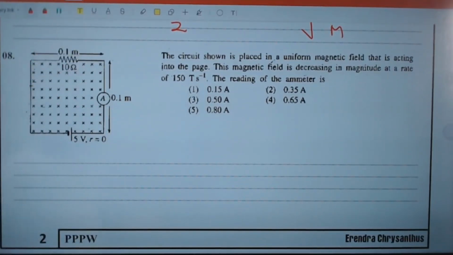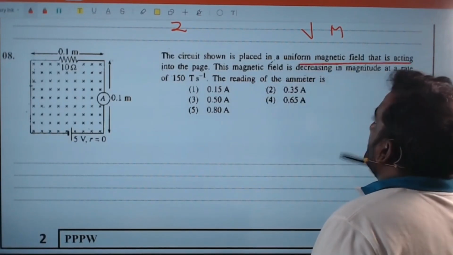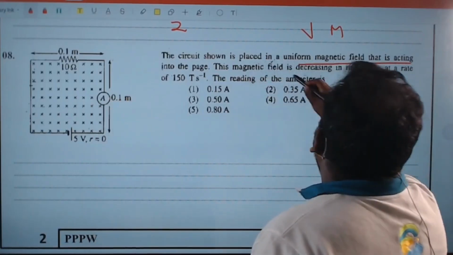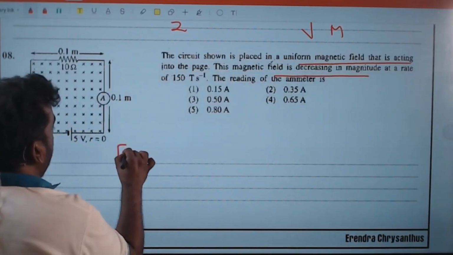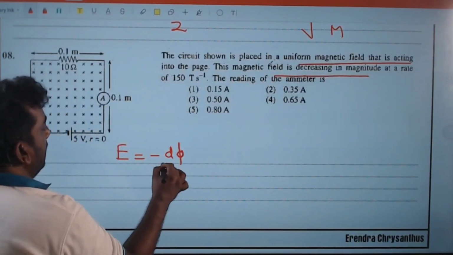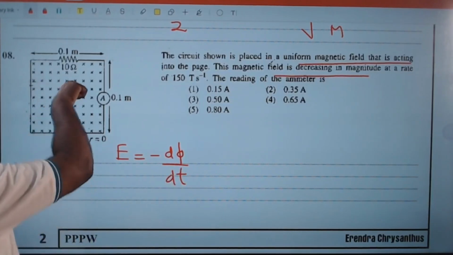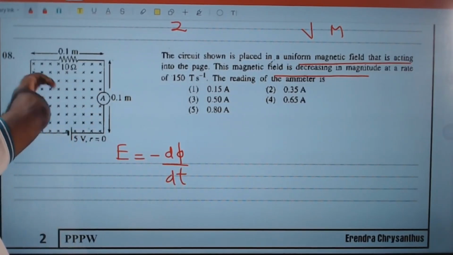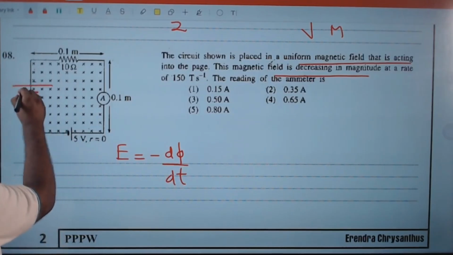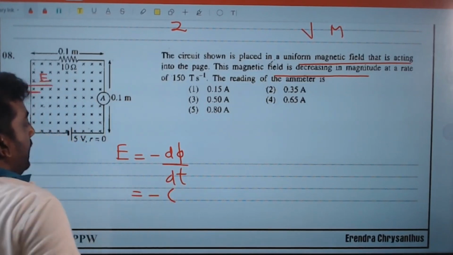Right. Circuit shown, uniform magnetic field acting into the page. The magnetic field decreases. Electromagnetic induction: E is equal to minus delta phi over delta T. Now what? Decreases means the flux must increase, so the current will go in that direction. Current will go in that direction means, there you go, the induced EMF is found.